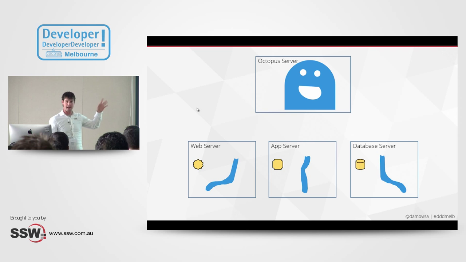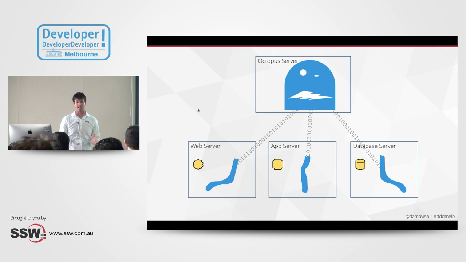So we have our Octopus server sitting on a machine, and then for this application, we have a web server, an app server, and a database server. And they've got these versions of the web application, app server, and database server. So when we tell Octopus Deploy to do a release, it spits out this information to all these tentacles. And then these tentacles get that information, and they go and do their work.